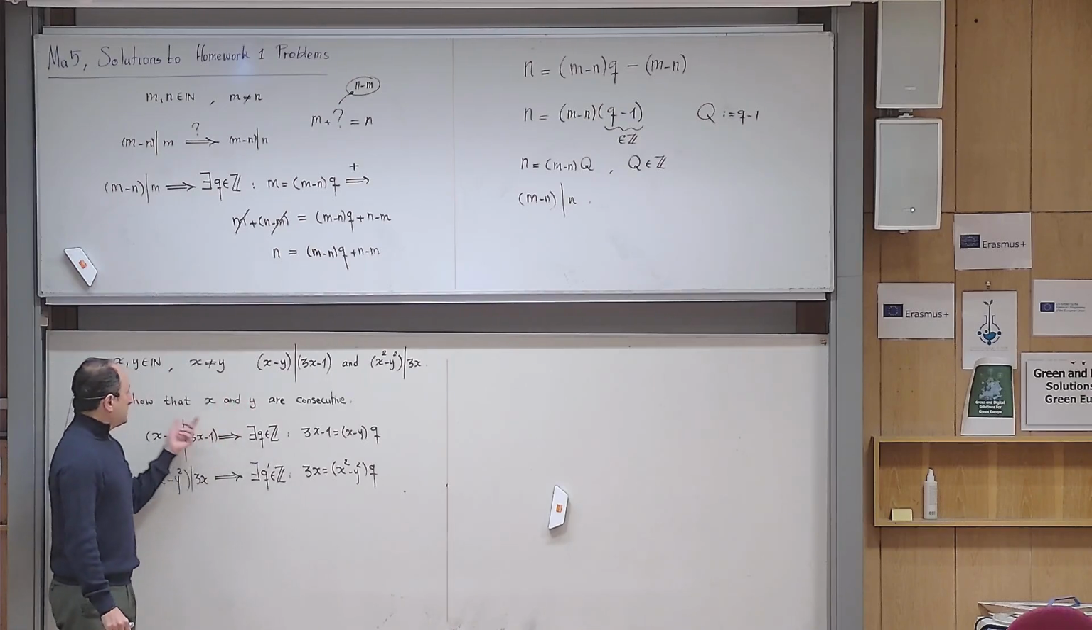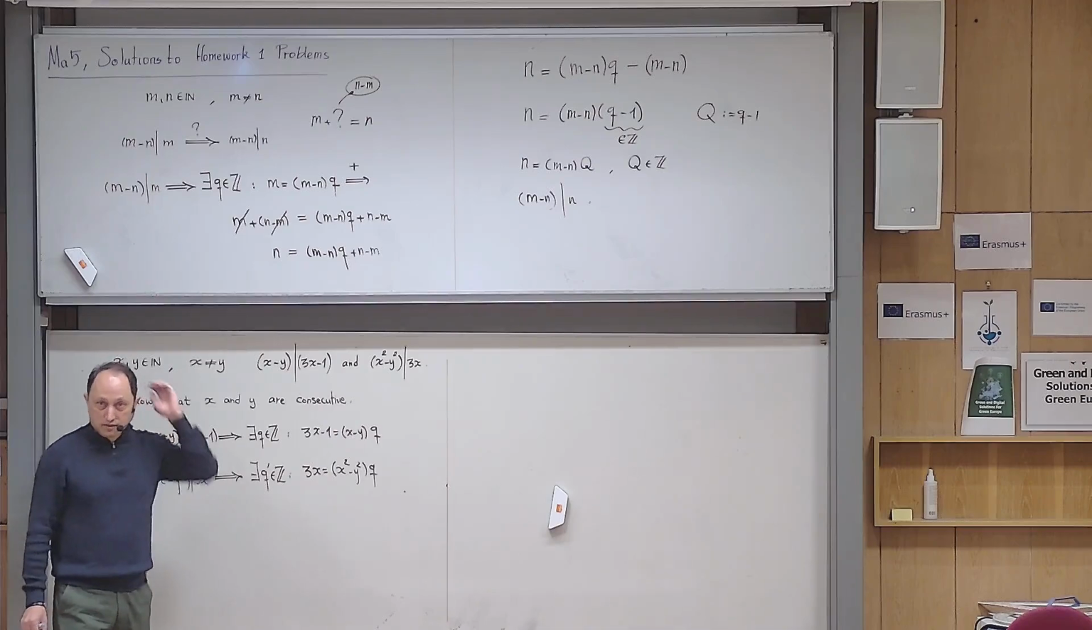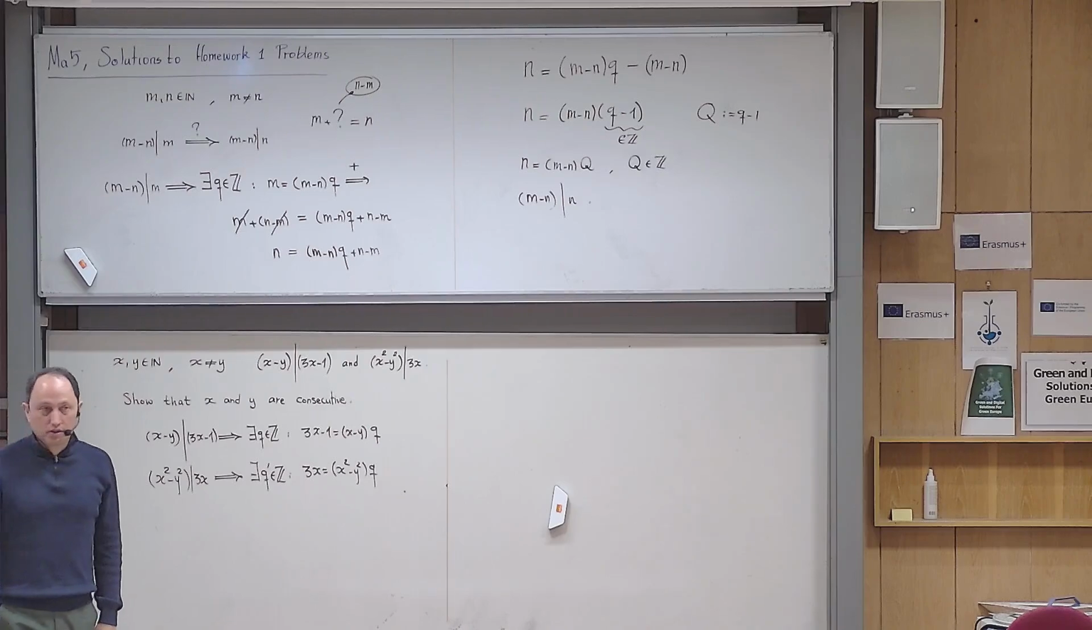But you know that this is important. How do you think about the problem? You want to prove that x and y are consecutive integers. When you are interested to prove two natural numbers are consecutive, so you are interested in what combination of x and y?